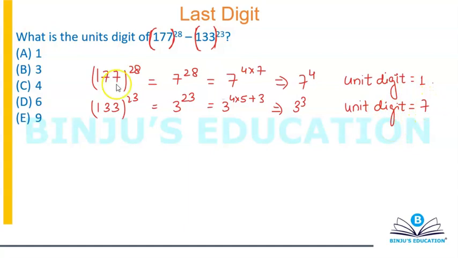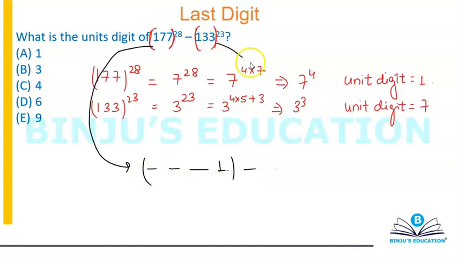Which means when we expand 177 to the power 28, the expansion is a very big number, in the end 1. And 133 to the power 23 will have an expansion of a very big number, in the end 7. Now don't write your answer as 6, it's incorrect. Because what you're doing is 1 minus 7, and 1 minus 7 is not 6, it's minus 6, right? So don't commit that mistake.